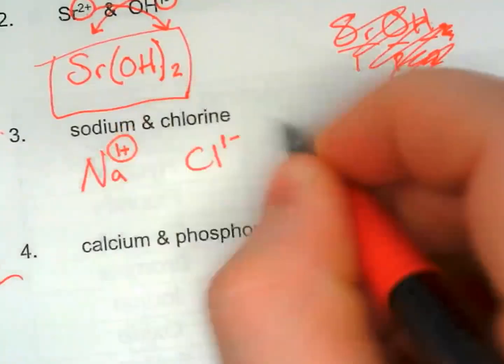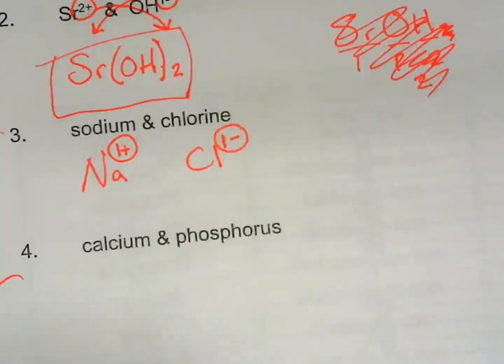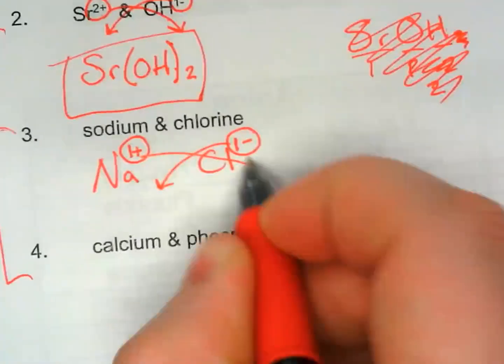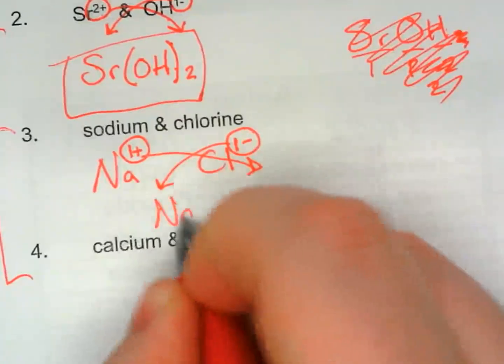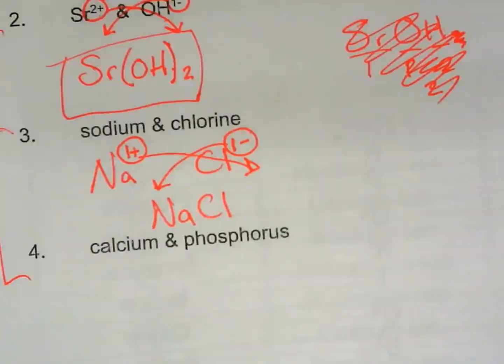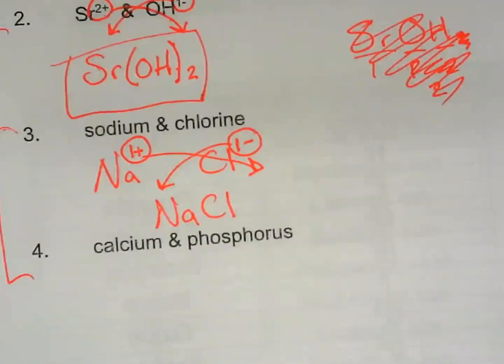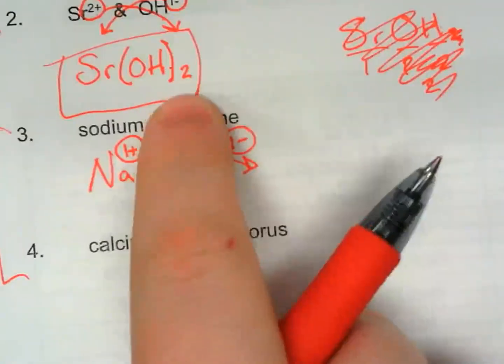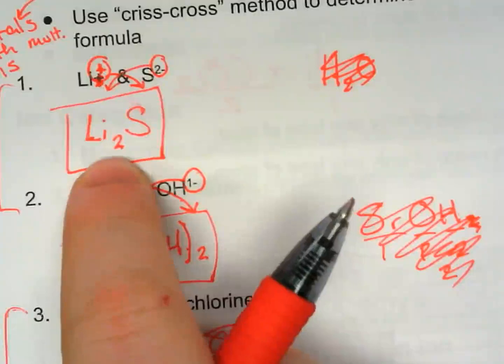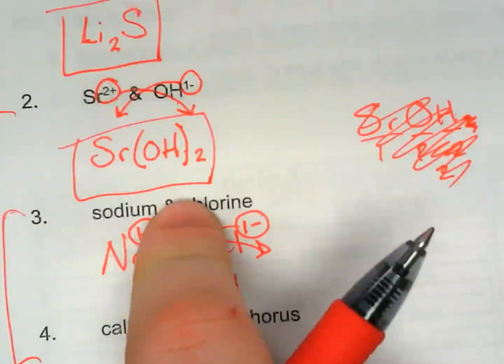We circle their charges, crisscross them, and then rewrite it. NaCl. If you notice, if there's only one atom, we don't write 1. We just keep it bare, we keep it blank. It only matters if there's more than 1. Just like up here with this hydroxide, just like up here with this lithium. There's 2 lithium, there's 2 hydroxide here.